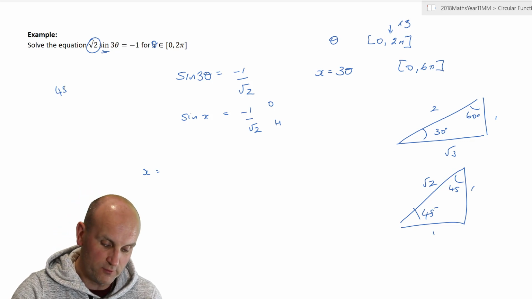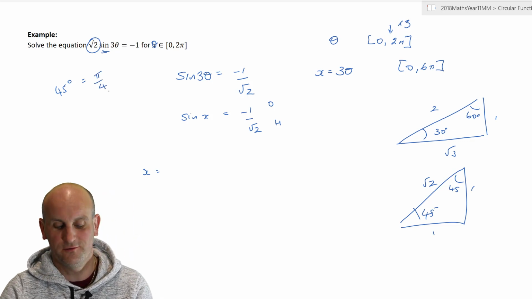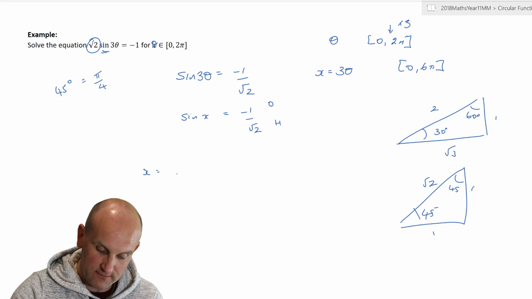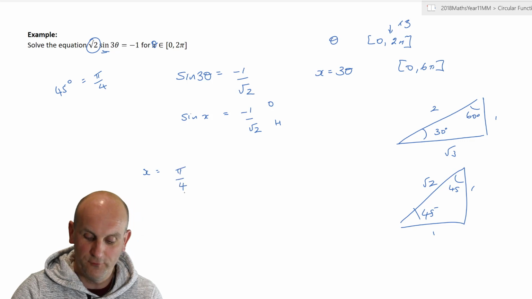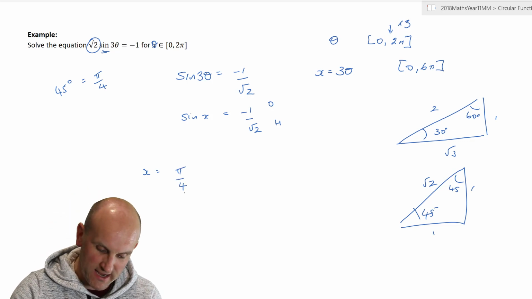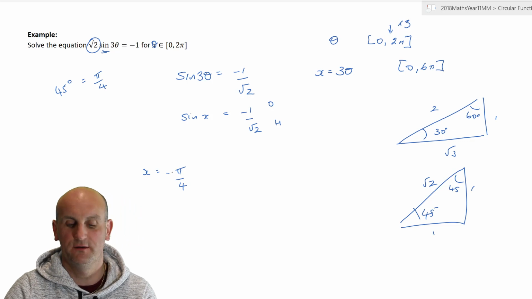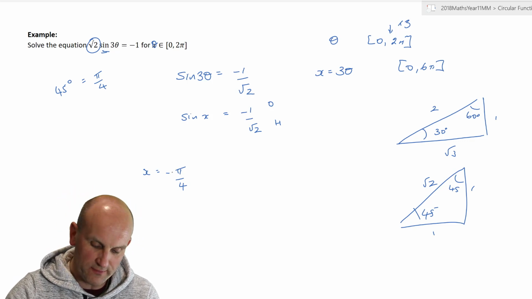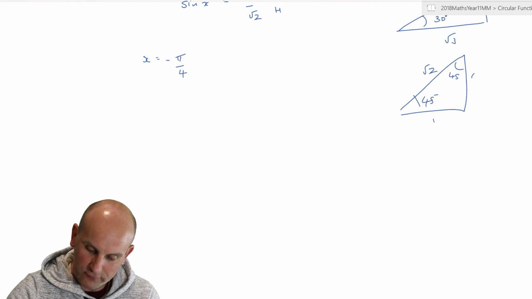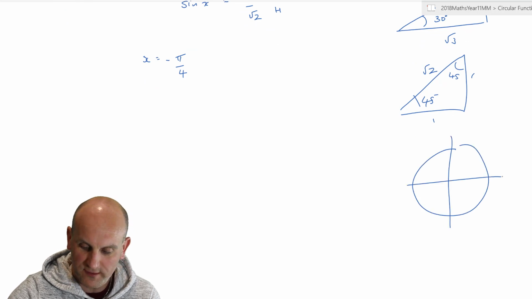Now, we don't want to write 45 degrees. We have to have that as pi on 4, because we're dealing with radians. So actually, nicely, my first value is pi on 4. Oh, but it's minus, so it has to be minus pi on 4. Right, we've done that. So let's move it up a little bit, and let's draw my unit circle. Here's my unit circle.